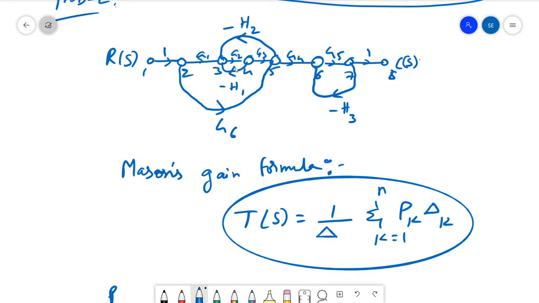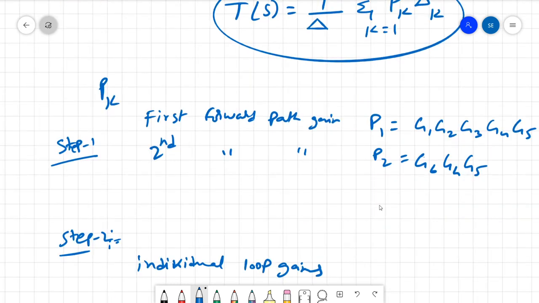There are 3 loops: 3 to 4 H1, 3 to 5 H2, 6 to 7 H3. From the 6th node to the 7th node, the loop is G5 into H3. See here, 3 to 4 is G2 into minus H1. Then 3 to 5 is G2 G3 minus H2. Right? Write down the individual loops.